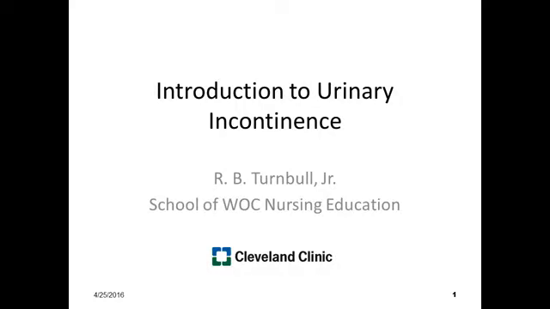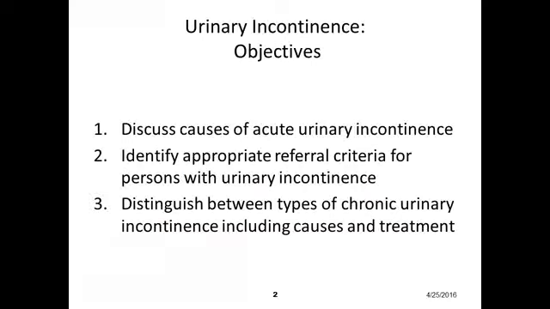Introduction to Urinary Incontinence. This module is the first of several modules that go into differentiating between acute and chronic urinary incontinence, and then going into managing the different types of chronic urinary incontinence. Our objectives for this module include to discuss the causes of acute urinary incontinence, identify appropriate referral criteria, and distinguish between the types of chronic urinary incontinence, including causes and treatment.